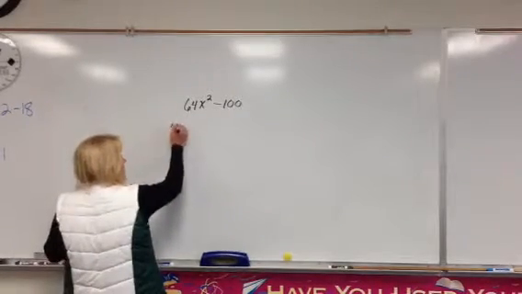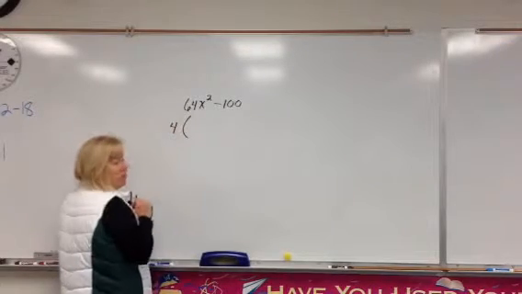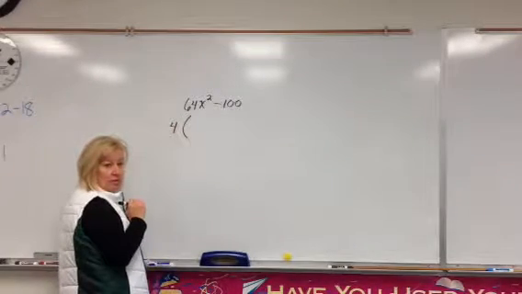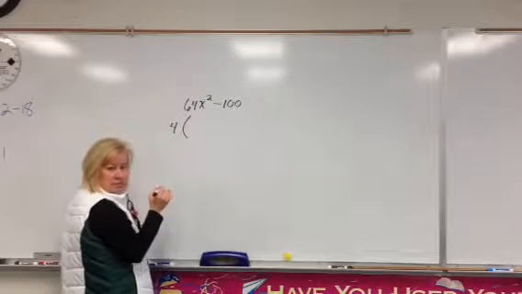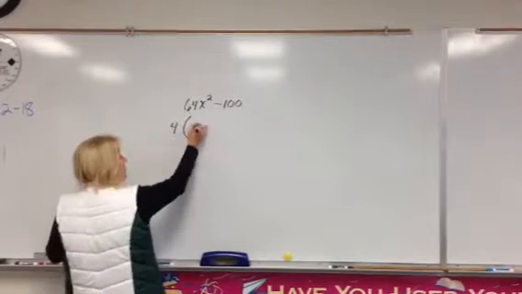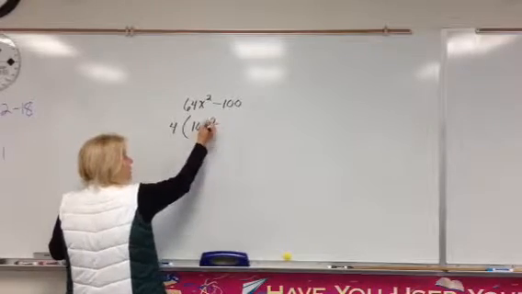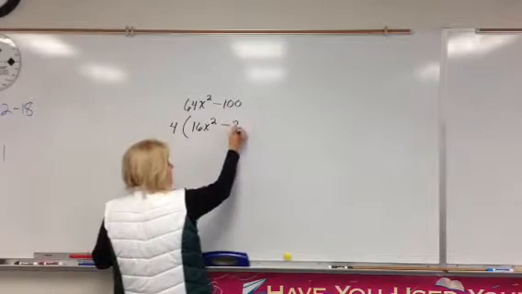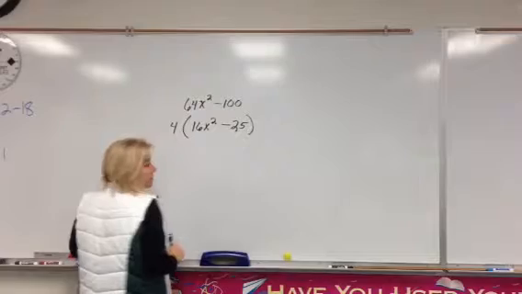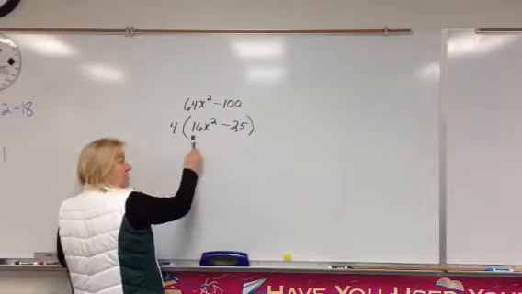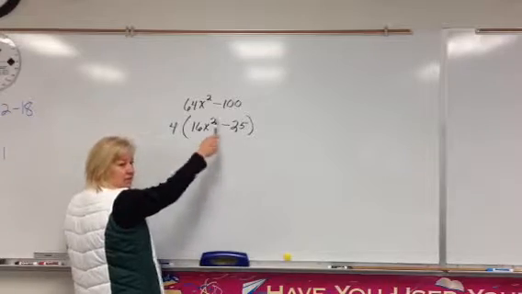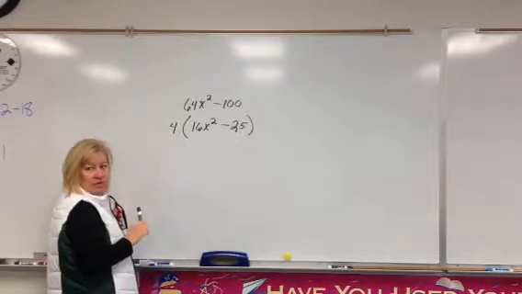Okay. So 64 divided by 4 is 16x squared, and 100 divided by 4 is 25. Just do a quick double check. Did we go big enough? Is there anything else I can take out? No, so I think we're good.